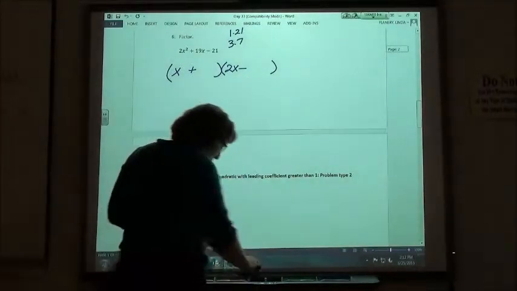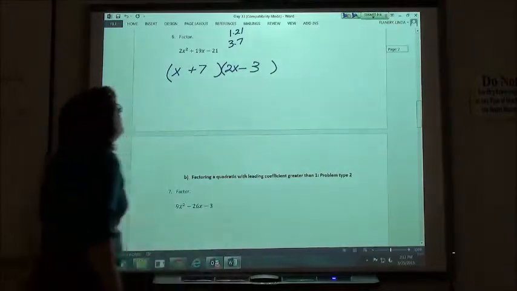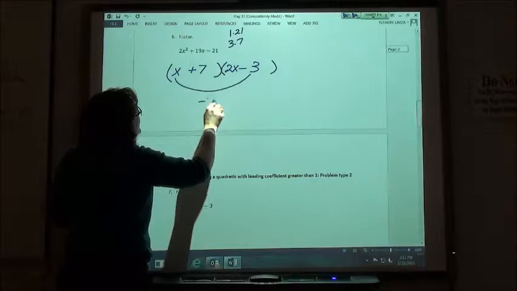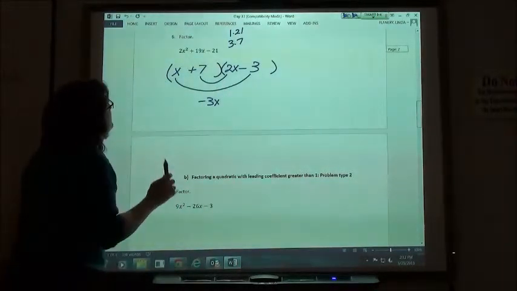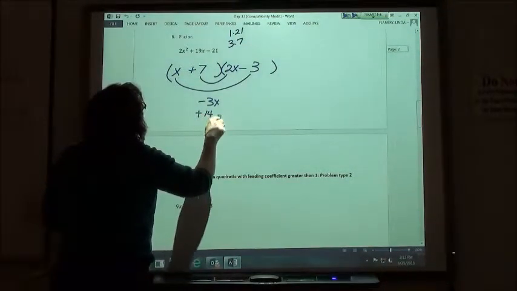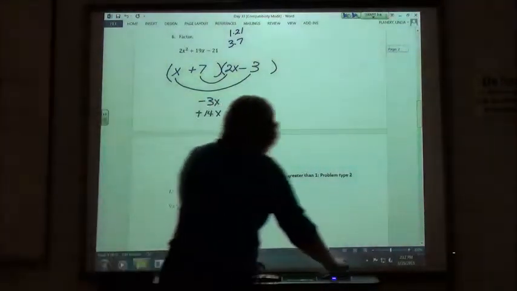So I try it the other way. I'm going to put my 7 here and my 3 here. And then I'm going to check it out. X times negative 3 is negative 3x. 7 times 2x is 14x. That's not working out because that's only 11x. So now I've got to try the next pair.